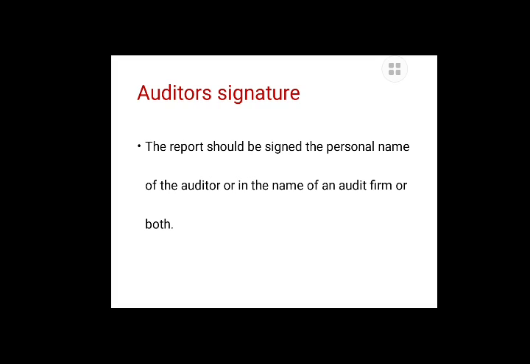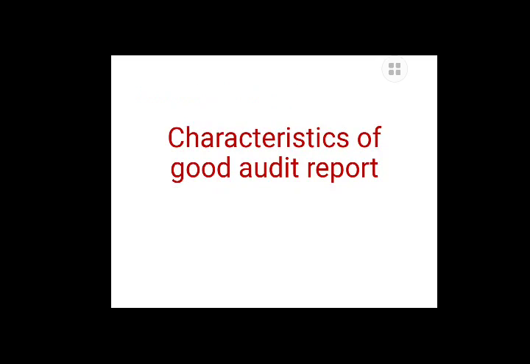Auditor signature. The report should be signed in the personal name of the auditor or in the name of an audit firm or both. If a partnership firm is auditing the organization, then the partner's signature should be there, and the audit firm's name should be there, and the stamp should be there. If a single auditor is doing the audit, then the report should be signed by his personal name.